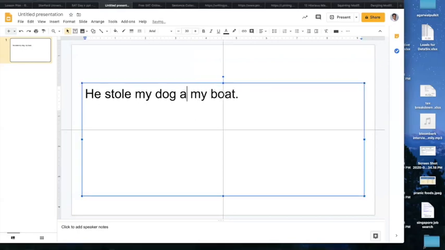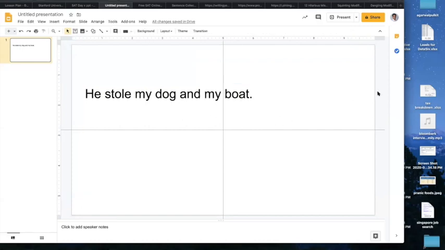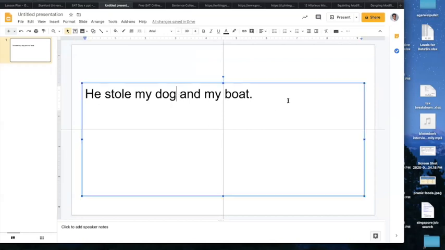All right. What is this error? What do we call the error? An and error. Yes, we call this an and error. This is a sentence. This is an and error. We need a comma. Awesome.